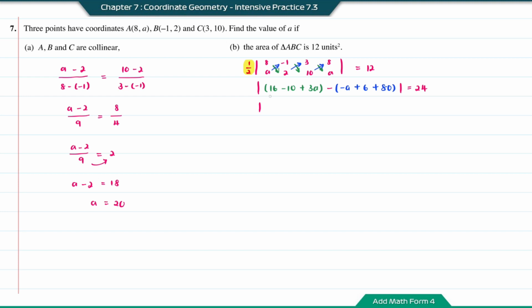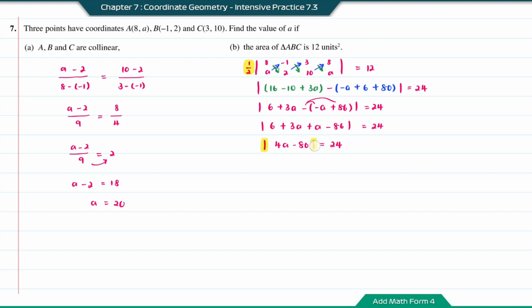So here, the first bracket, we're going to get 6 + 3a, and the second bracket will get -a + 86. So next, we're going to get everything out of the bracket. So we're going to get + a and - 86. So 3a + a, here we'll get 4a, and 6 - 86 is -80. So this is equal to 24.